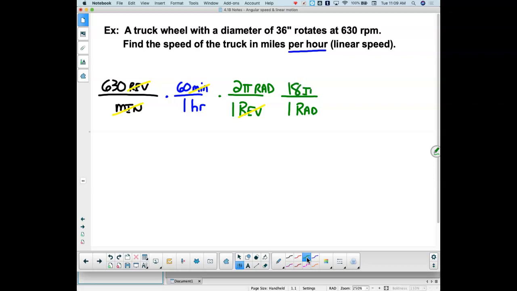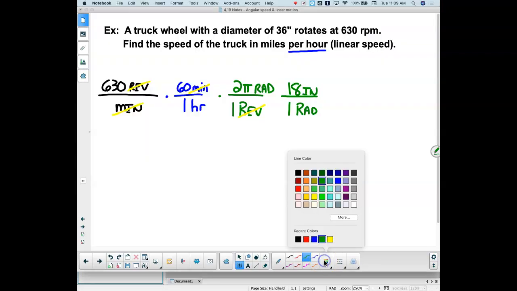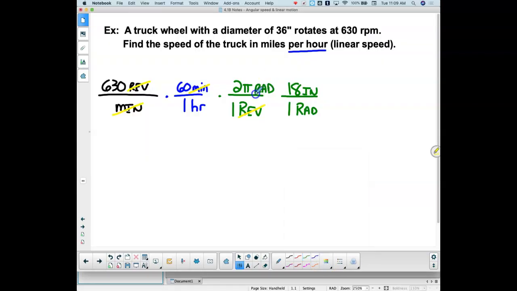Is it when you're always converting from revolutions to radians, you always use 2 pi? What else would you use? I don't know. Because one circle is 2 pi. Okay. Yep. So one revolution is 2 pi. Yep. Okay. You could use pi, but then that would only be half of a revolution. You know what I mean? So, okay.